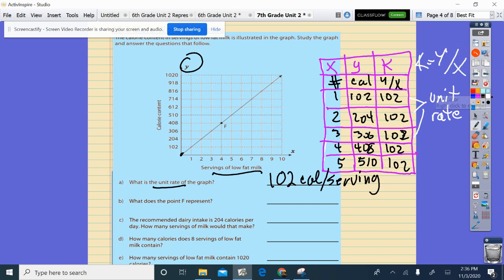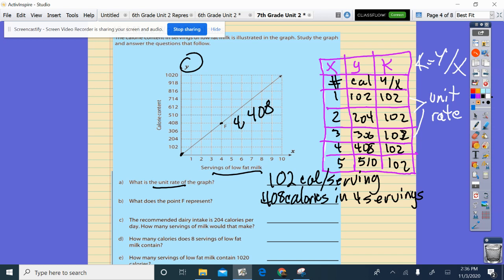Okay, so now let's answer the rest of the questions. What does the point F represent? Well, that's 4 and 408. I know that X is the number of servings and that 408 is the number of calories, so F represents the 408 calories in 4 servings.